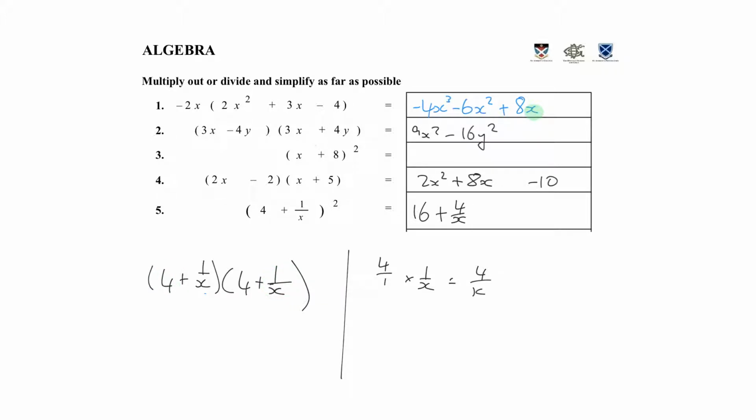Now it's going to be very similar when we multiply 1 over x by 4. We've got 1 over x times 4. And let's write 4 as 4 over 1. So 1 times 4 is 4. x times 1 is x. So plus 4 over x. And finally, 1 over x times 1 over x. Well, same strategy: multiply numerators, multiply denominators, plus 1 over x squared.